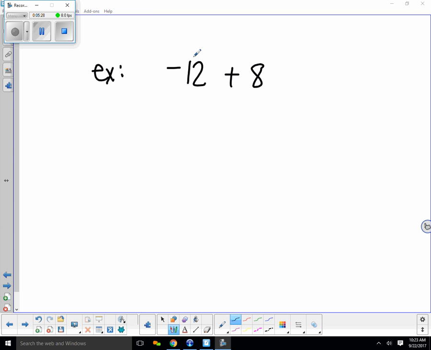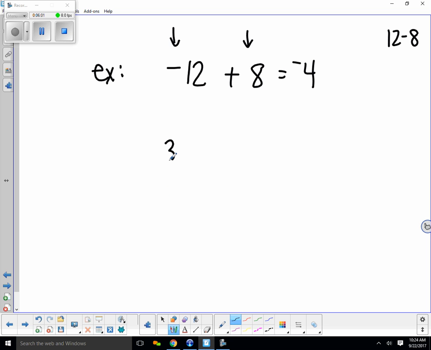Okay. As you notice, my signs are different because I have a negative here and a positive here. So my signs are different. So in my head, I've got to think 12 subtract 8, which is what? 4. Now, which one was the larger number between 12 and 8? 12. That sign was negative, so my answer will be negative. Okay? Let's look at another one.